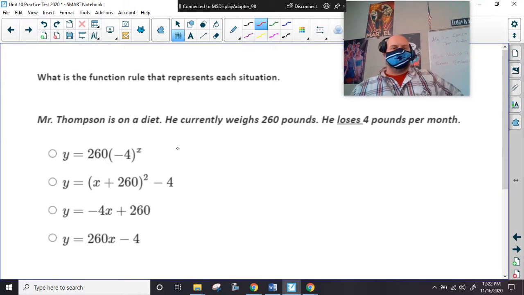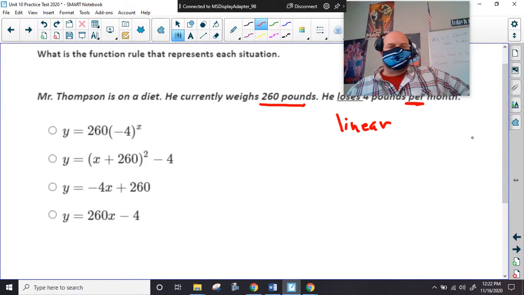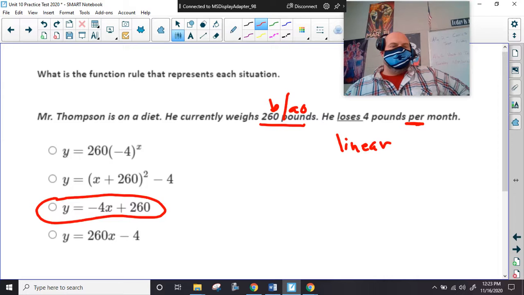All right, function rule. Mr. Thompson's on a diet. He currently weighs this and loses this per month. Remember, when you see per, you should be thinking linear: per, each, every. This is his starting weight, which would be your B or your A sub 0. He loses, so it's going to be this one right here. If that was your answer, this one right here, he would possibly be sick if you're losing weight at an exponential rate.